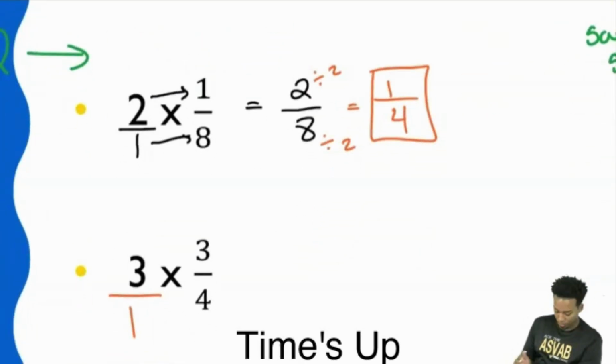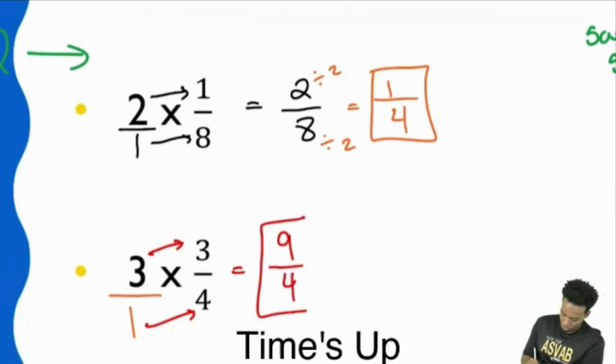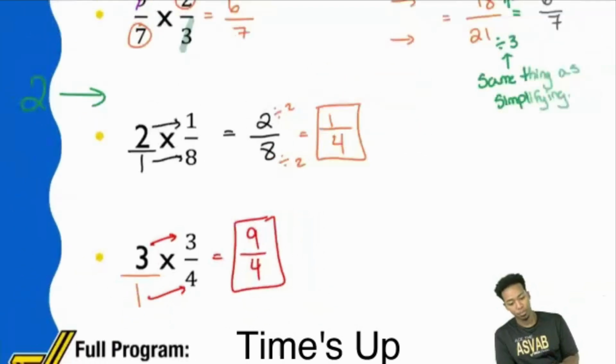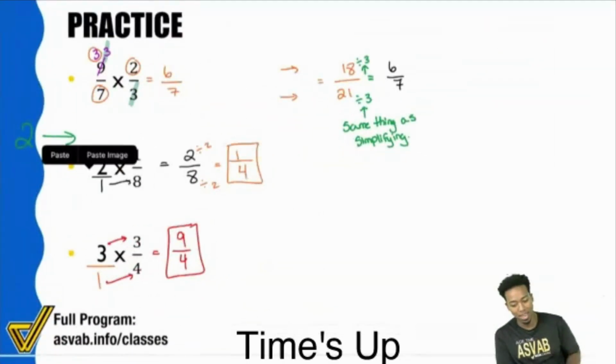And then lastly, we have 3 multiplied by 3 over 4, which again, we can turn that 3 into 3 over 1, telling us to go ahead and do 3 times 3, which is 9, 1 times 4, which is 4, and there's your answer, 9 over 4. So there we have it for the first page here.